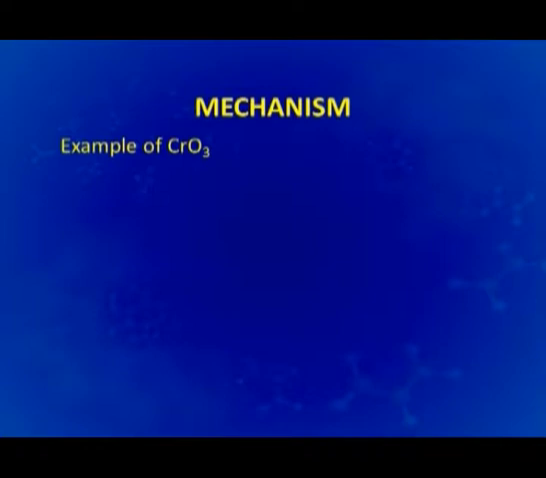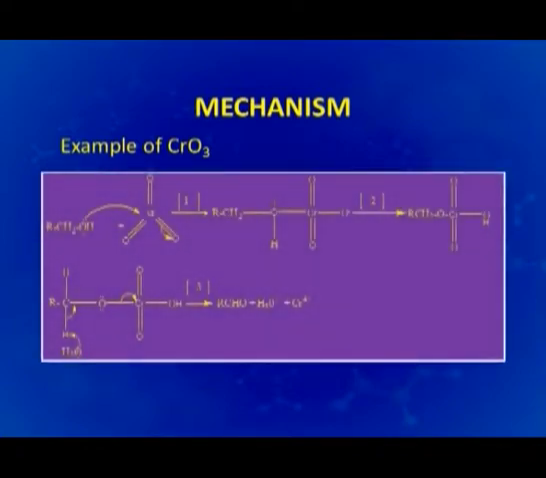And now we will see the basic mechanism of the oxidation of primary alcohols. Here I want to show you the example of chromium oxide. So, here in the primary alcohol, the lone pair of electrons on the oxygen atom acts as a nucleophile and attacks the electrophilic chromium atom in the first step, with the formation of the protonated chromium complex, which on further loss of a proton gives rise to a chromate ester.